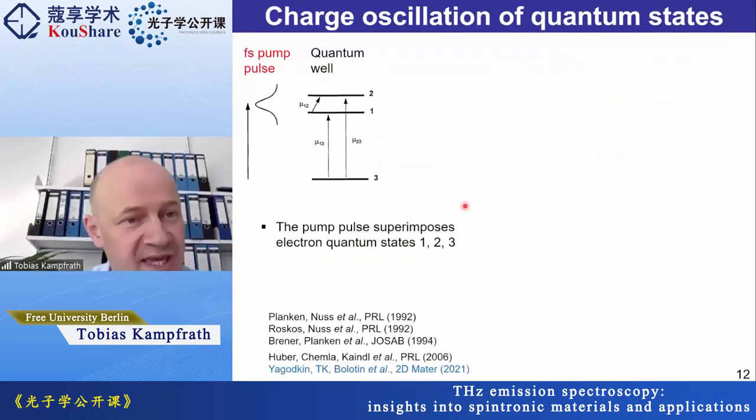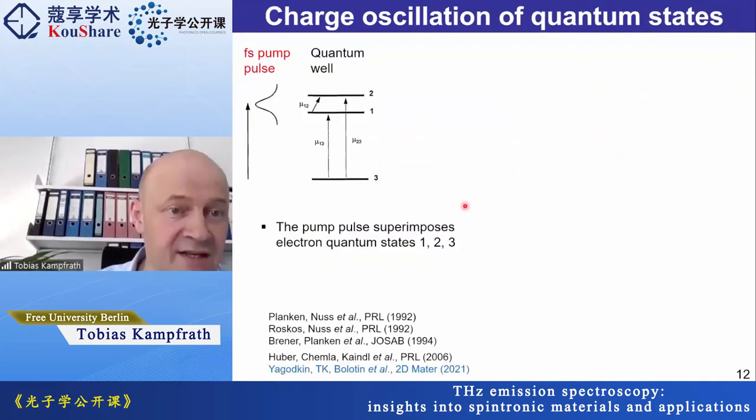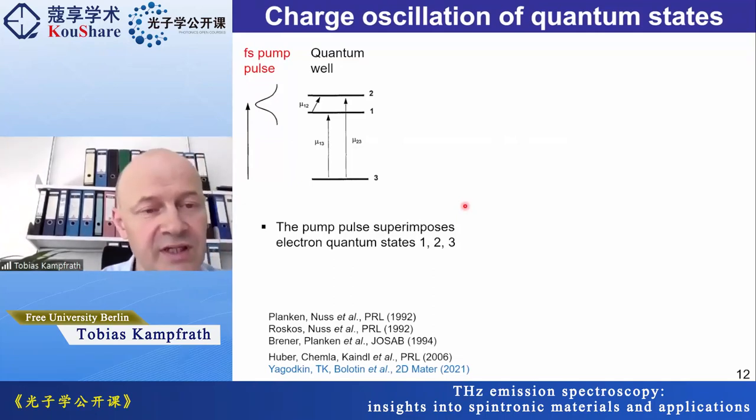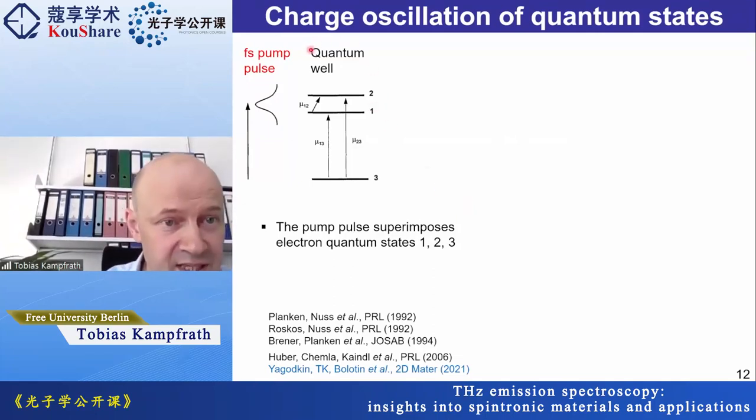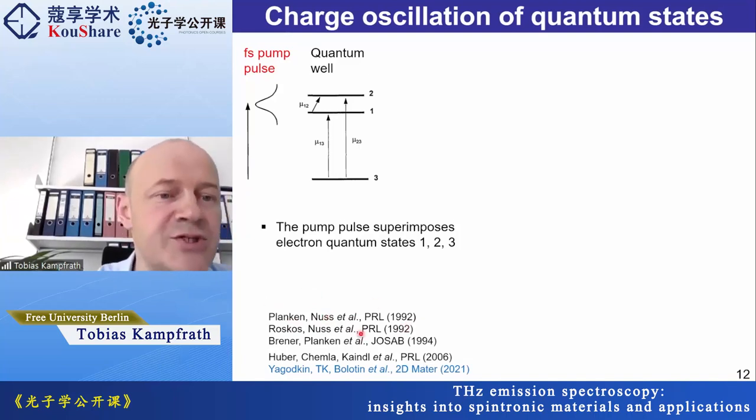So I should say that photocurrents can also oscillate periodically, and this can, for example, be seen in other samples like quantum wells. Yeah, and these are experiments done by the groups of Paul Planken and Martin Nuss. A long while ago, 30 years ago, these were one of the first terahertz emission works.